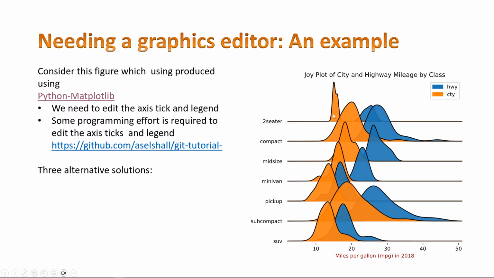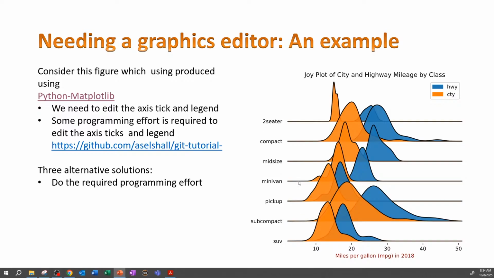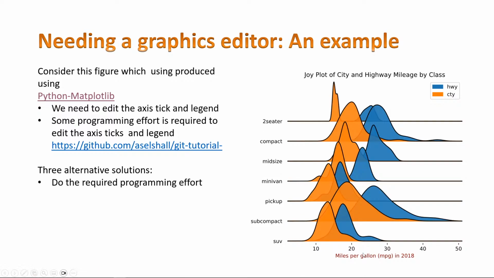So there are three alternative solutions that do require programming effort. The first thing is just do it with Python. Because with Python, if you are a good programmer, you can just tell Python to do whatever you want. Tell it, for this legend, use this. For this one, use this font size. For this one, increase the font size. For this legend here, use highway instead of this. So just do the programming effort. That's the easiest way to do it, actually.